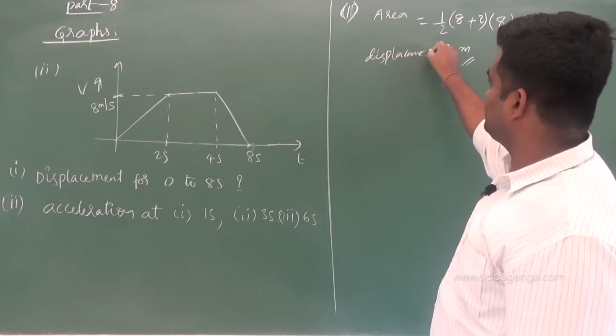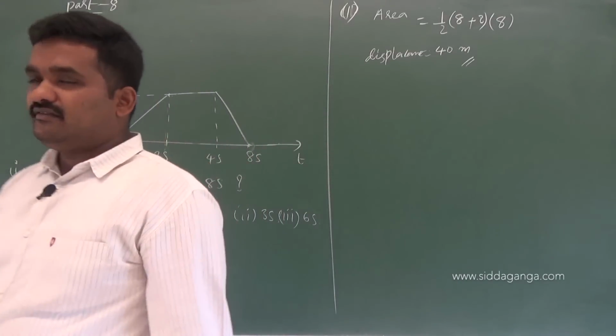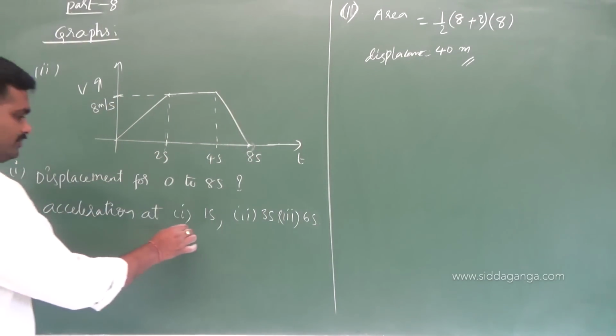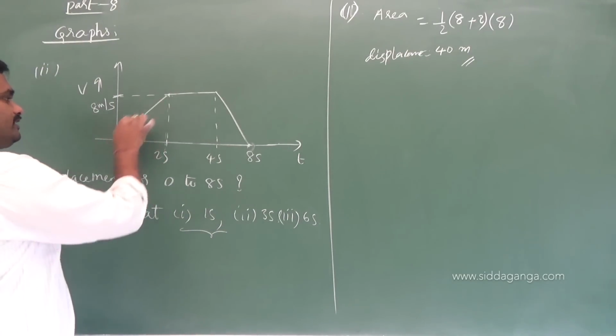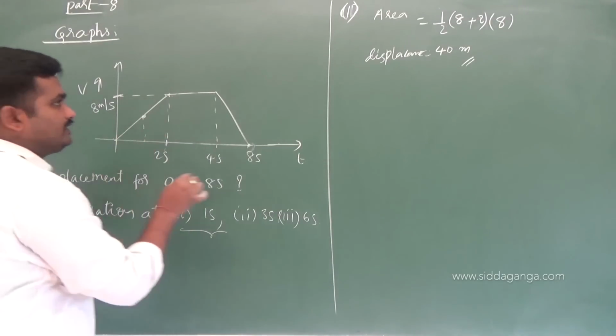40 meters. Like this you have to solve for it. This is the displacement of the body when it has moved from 0 to 8 seconds. Next, what will be its acceleration at 1 second? 1 second means here only, no? At all the points it is moving with uniform acceleration from 0 to 2. How to find acceleration?